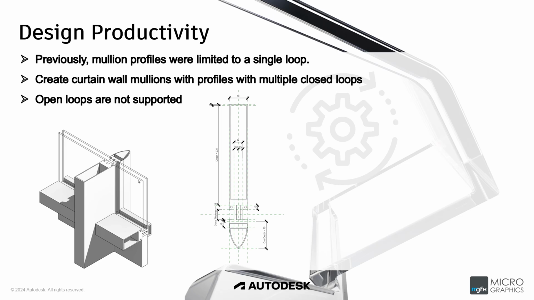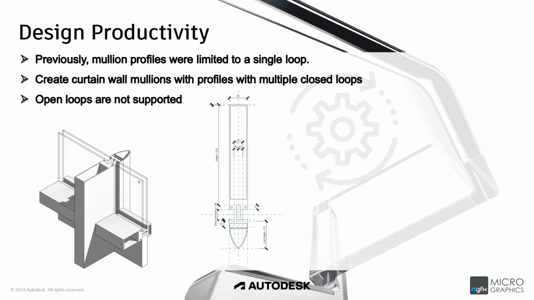Next is design productivity. Previously, mullion profiles were limited to a single loop. Now, curtain wall mullions can use profiles with multiple loops. For example, they can use profiles with voided profiles and create curtain wall mullions with profiles with multiple closed loops. Mullion profiles do not accept open loops.